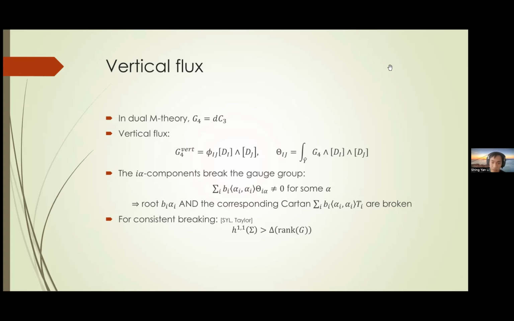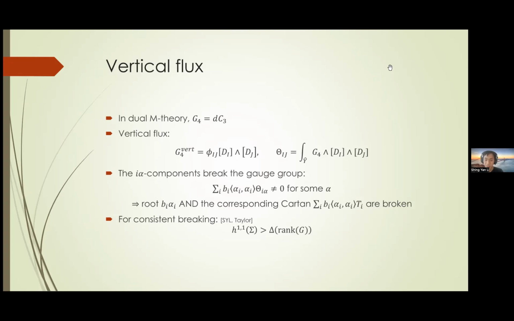Now, it has been known that the I alpha components of the thetas can break the gauge group. So in our previous paper, we wrote down this simple condition for breaking the gauge group. If this summation of b_i theta_I alpha, where the inner product of alpha_I, the simple roots, so alpha_I denotes the simple roots here.